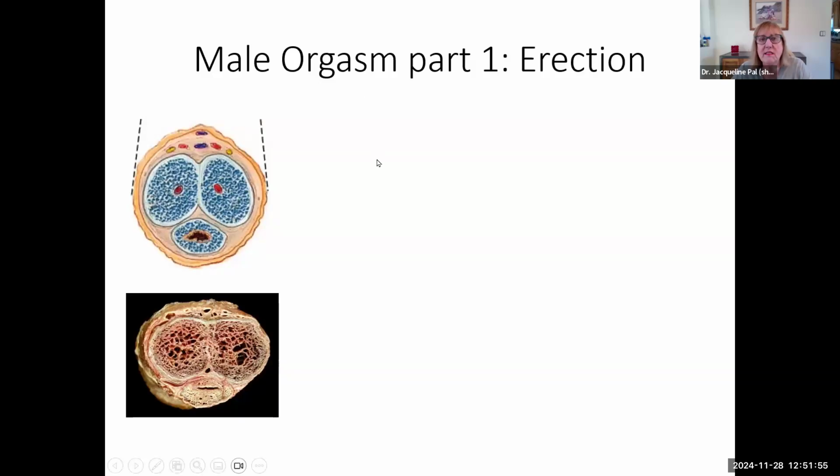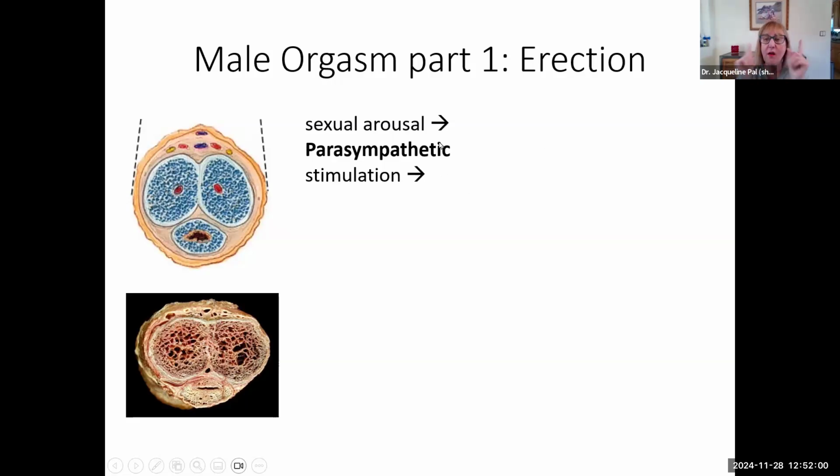When a man becomes sexually aroused, there is parasympathetic stimulation. So number one, the penis contains no skeletal muscle, none whatsoever. So there's no somatic motor activity going on. The blood vessels in the penis have smooth muscle. So everything relies on the autonomic nervous system. And so with sexual arousal, the first thing to come into play is parasympathetic stimulation.